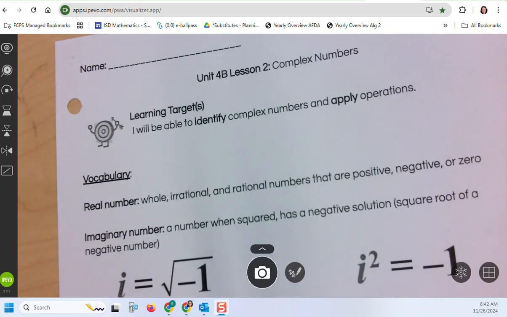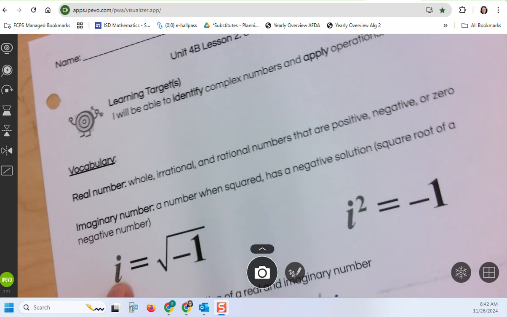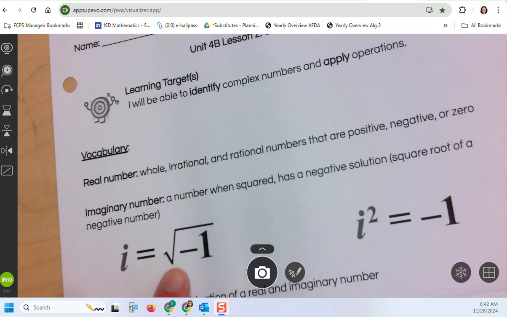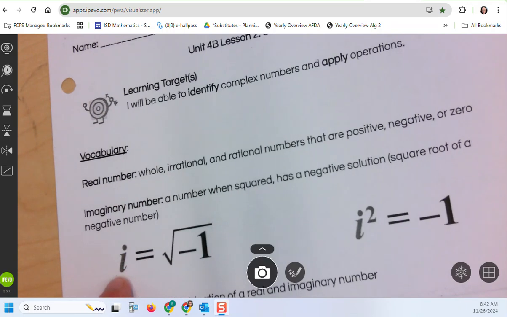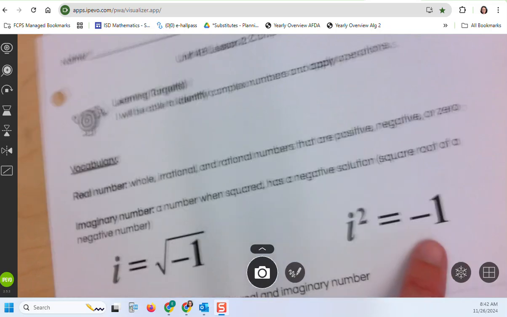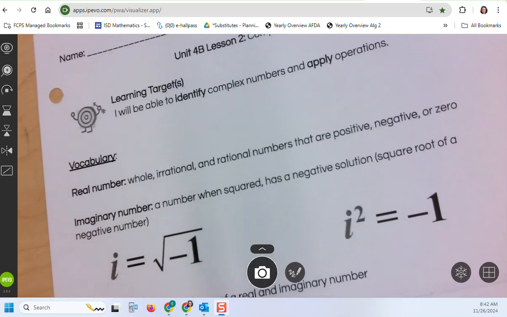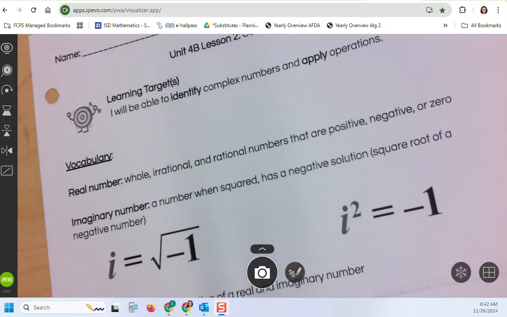So, the number i is our imaginary number, and it's equal to the square root of negative 1. And then if we square i, that would cancel out your square root, and you would just get negative 1. So those are two things that are important to know. i is the square root of negative 1, and i squared is negative 1.